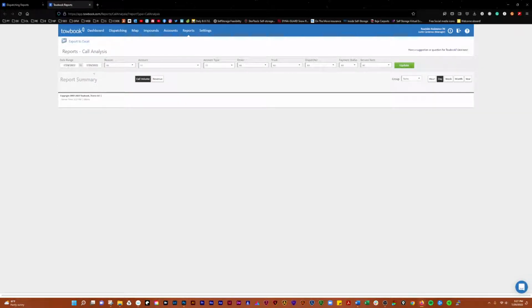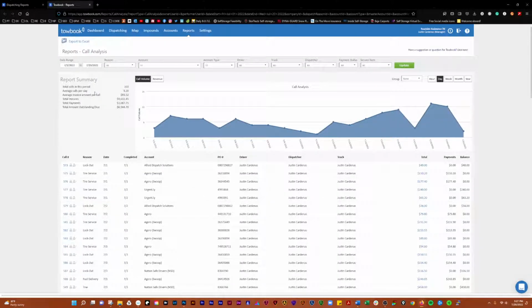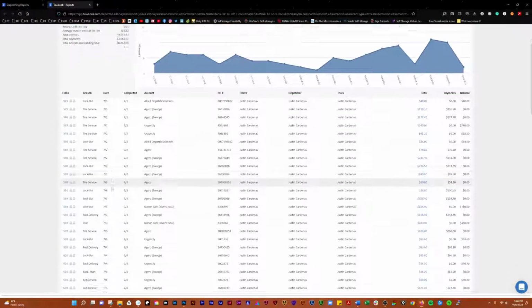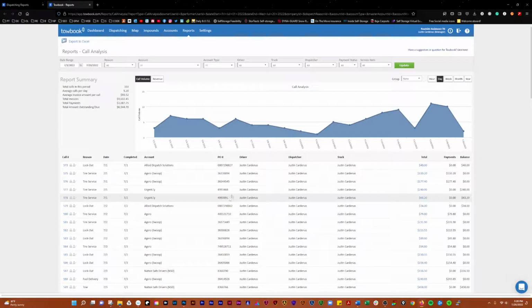And that's going to give you an analysis of calls that you've had over whatever date range you want to select. So let's say July 1st to today. And that'll show you total calls, average calls a day, average invoice amount per call, total invoices, total payments, outstanding amounts. And then it'll give you a breakdown of all the calls that happened during that time as well. And you can kind of see what they were and where they came from.